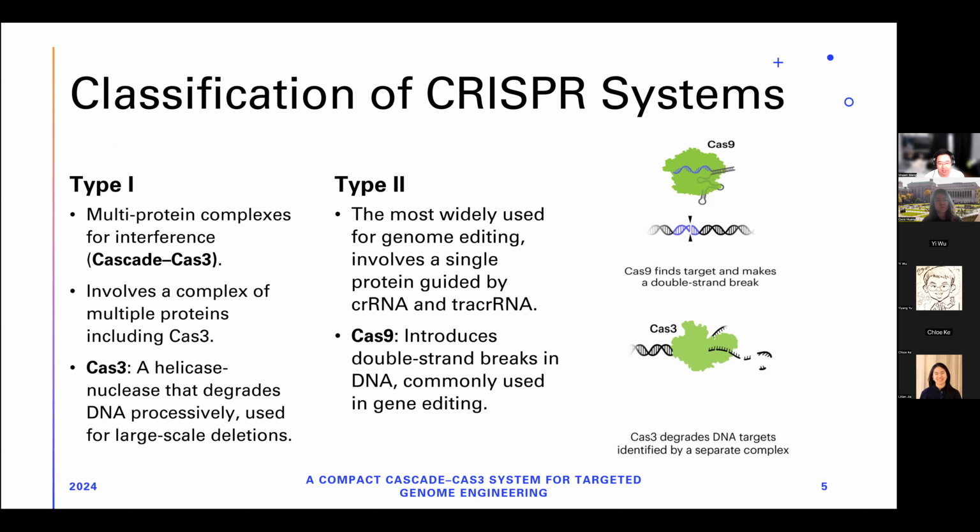It's more of a helicase nuclease. What it does is it gets rid of the twisted double-stranded DNA structure. It irons out that twist, and then it starts degrading DNA processively, which means it doesn't just cut in the middle. It sets itself on the DNA and just starts eating it both ways. So it's bidirectional degradation. Cas3 in this sense is much better for large-scale deletions, which is really critical to our applications, and is what really sets it apart from Cas9, which has been studied relatively more thoroughly. As you can see in this picture, Cas3 degrades DNA targets identified by a separate complex. This complex and the guide RNAs associated with it is what we'll engineer.